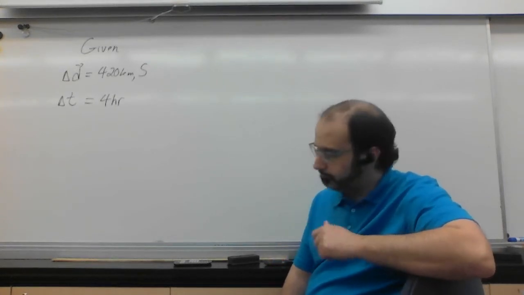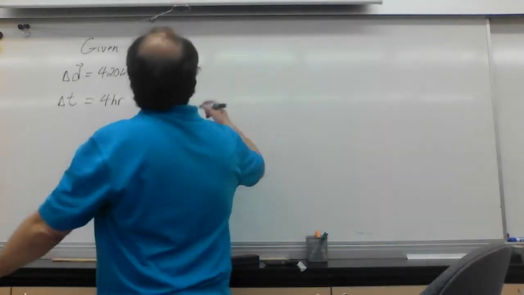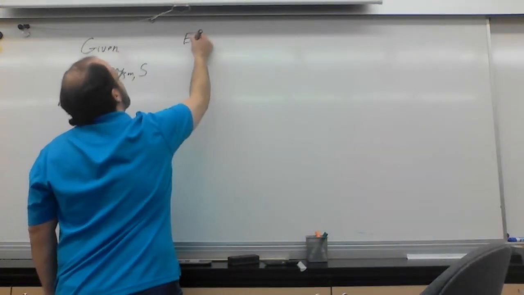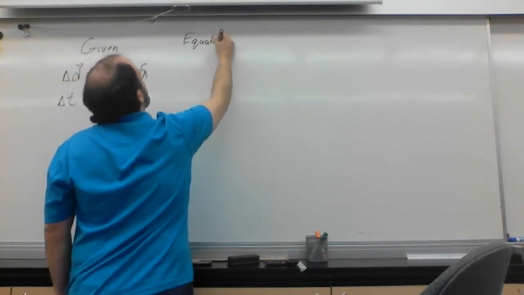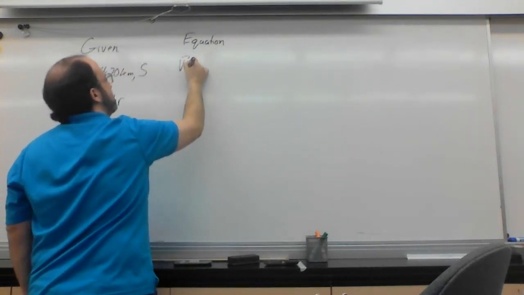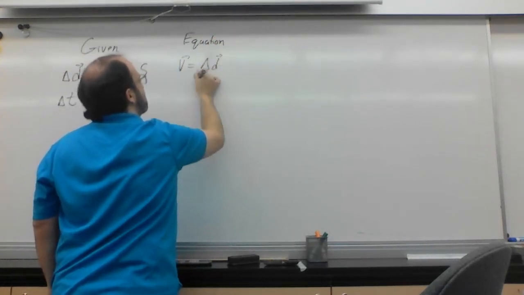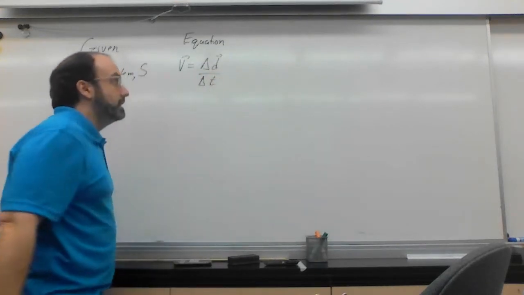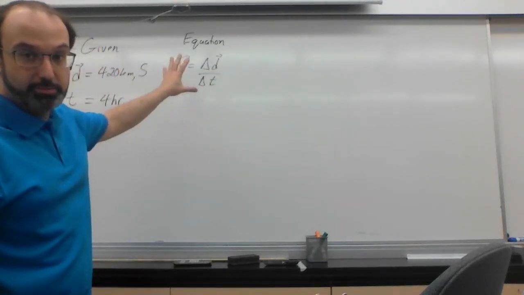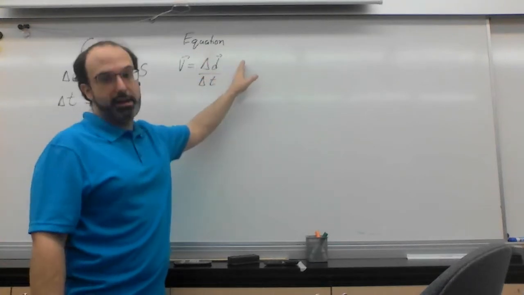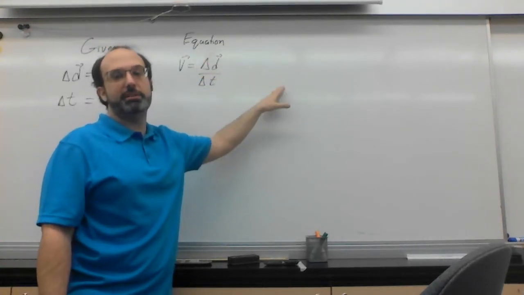Now we need our equation. Well, our equation is very simple. V equals delta D over delta T. You could write this in the expanded form, right, with the df minus di, tf minus ti, but you don't really need to.